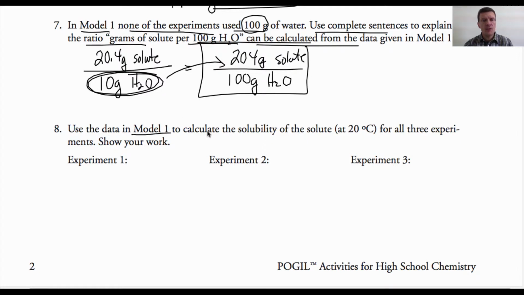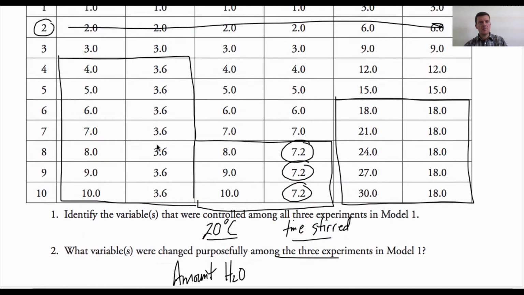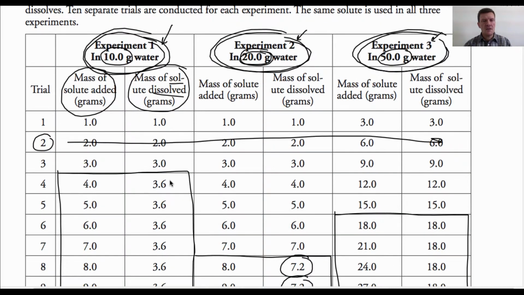Use the data in Model 1 to calculate the solubility of the solute at 20 degrees Celsius for all 3 experiments. Let's show the work. Okay, so let's go back up here. We have maximum amount is 3.6 in 10 grams of water. Here it's 7.2 in 20 grams of water. Here it's 18. Is that right? Yeah, 18 in 50 grams. So we're going to use each one of those and then use a proportion to make sure we write it per 100 grams.